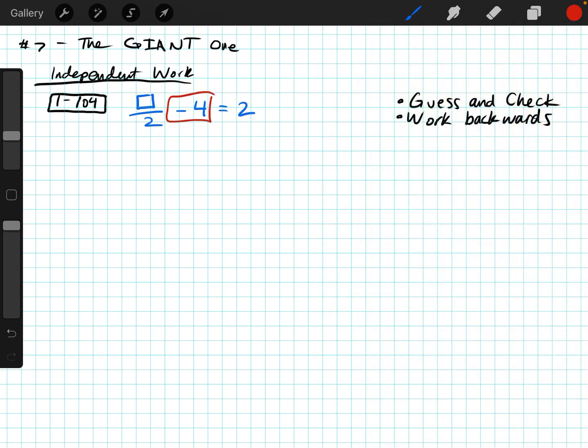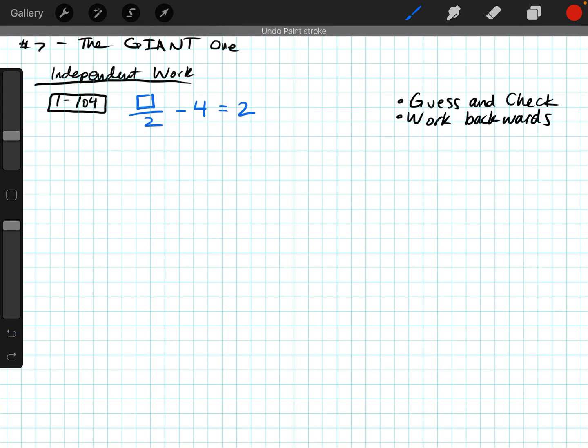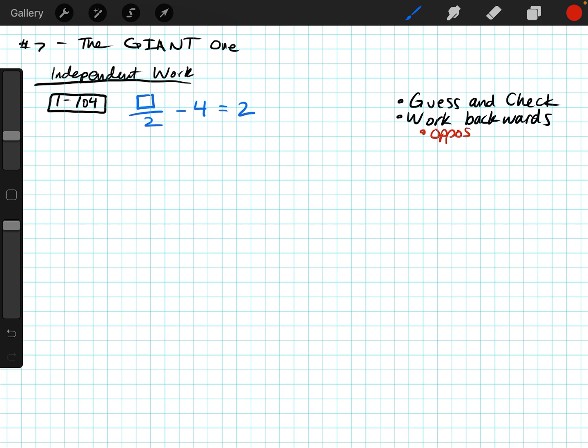In this problem, we end up with 2, but the last step is that we would subtract 4. So when you work backwards, in other words, you go opposite, or you do the opposite of what the problem tells you to do. If we end up with 2, what did we do right before that? We subtracted 4. So we would take 2 and add 4, and then that would be 6. Now, we still have to deal with this part of the equation. So 6 is going to be equal to something divided by 2.